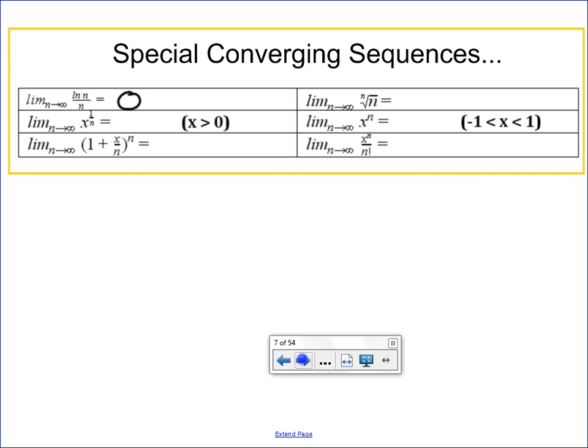What's it getting closer and closer to? 0 or 1? Oh yeah, 1. As n goes to infinity, this part goes to 0. 2 to the 0 is 1. Interesting.